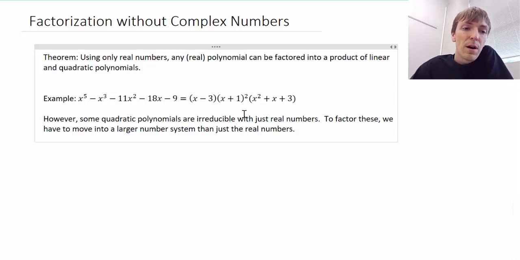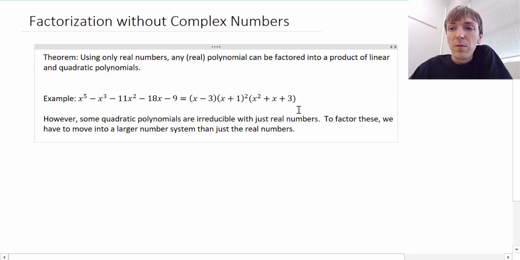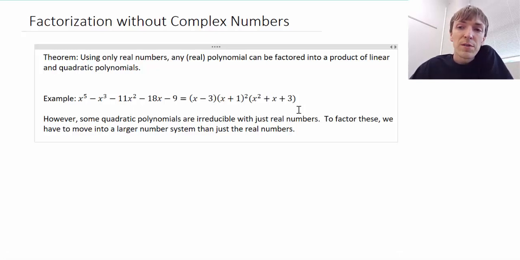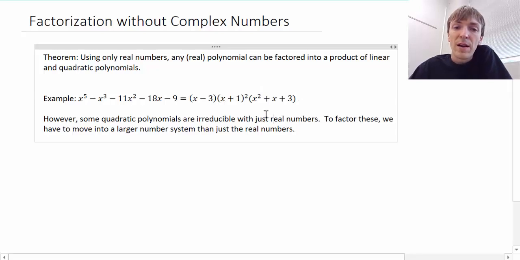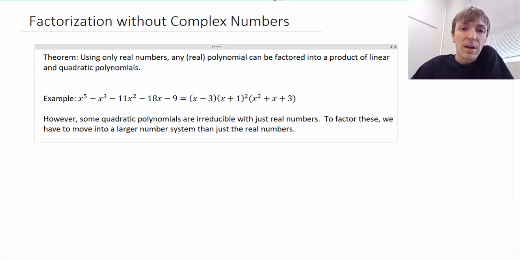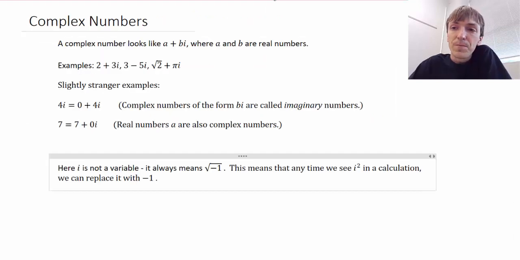All right, however, some quadratic polynomials, like this x squared plus x plus 3, are irreducible when I'm only using the real numbers. Okay. However, there is a number system where these quadratics factor, and it's a larger number system, a number system called the complex numbers. Okay. So let's start talking about complex numbers.